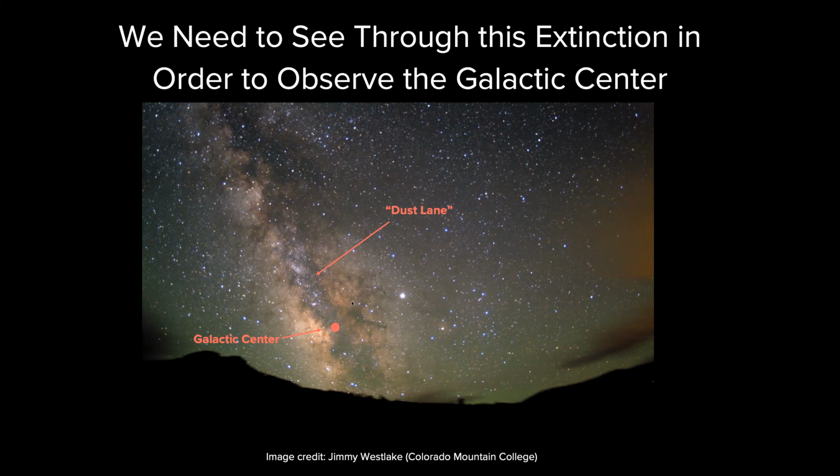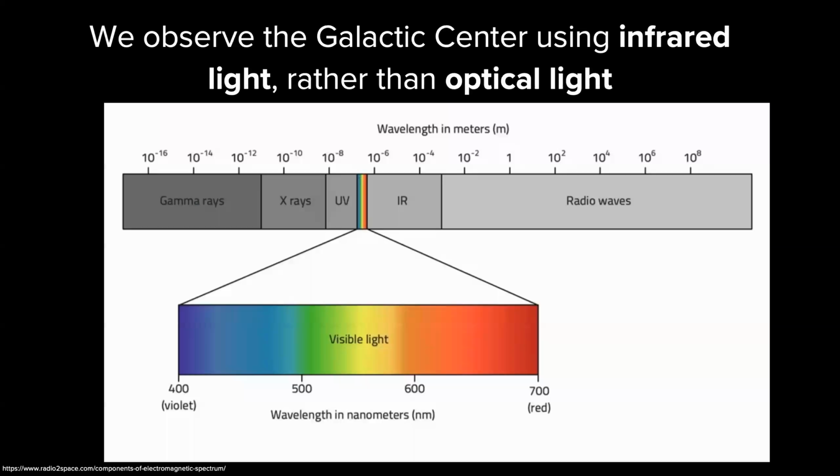In fact, there is so much extinction between us and the galactic center that in optical light, that is light we can see with our eyes, stars appear 600 times fainter than they would otherwise. This makes the majority of stars at the galactic center too faint to observe even with the most powerful telescopes in the world. So, how can we see the galactic center at all? Well, we use a trick. Instead of observing the galactic center in optical light, we observe it in infrared light.